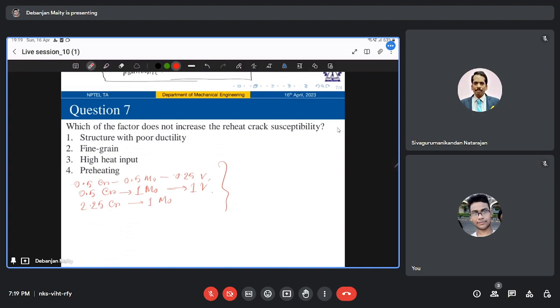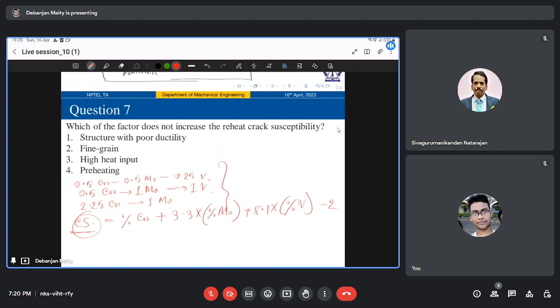Okay, and some researchers have proposed a formula for the effect of alloying elements on crack susceptibility for reheat cracking. So the crack susceptibility is equal to percentage of chromium plus 3.3 times percentage of molybdenum plus 8.1 times percentage of vanadium, minus 2. So when this value of crack susceptibility is equal to or greater than 0, the steel may be susceptible to reheat cracking, right?